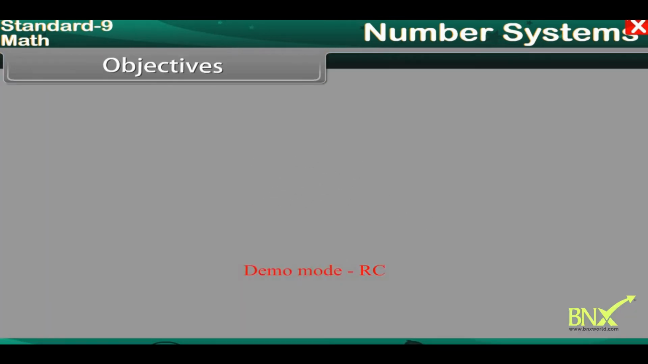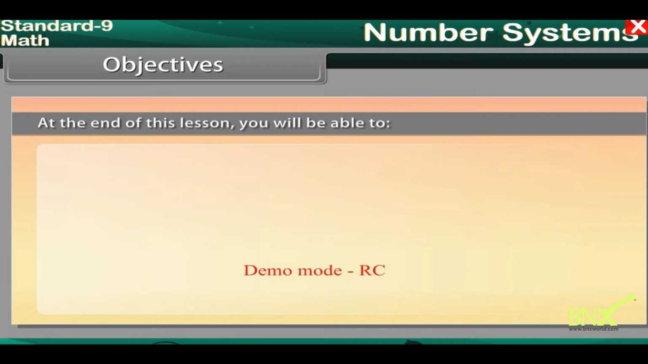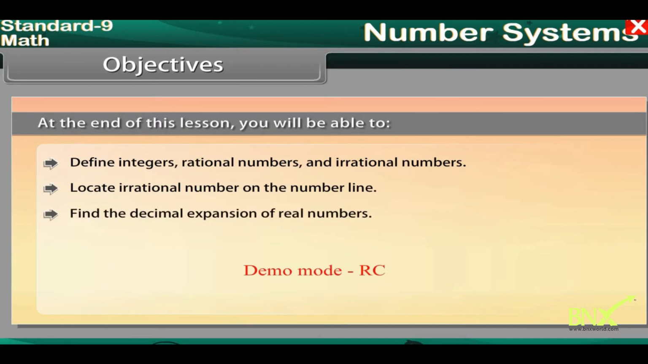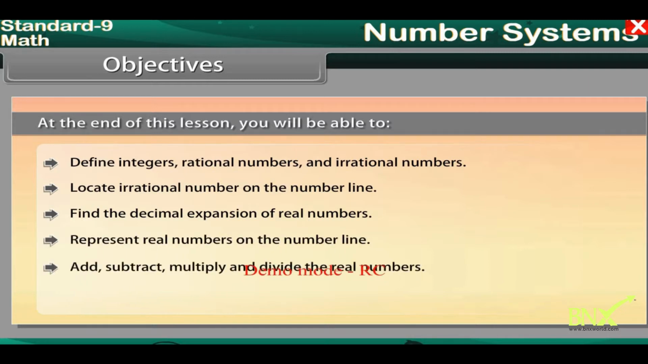Objectives. At the end of this lesson, you will be able to define integers, rational numbers, and irrational numbers. Locate irrational number on the number line. Find the decimal expansion of real numbers. Represent real numbers on the number line. Add, subtract, multiply, and divide the real numbers, and state laws of exponents for real numbers.